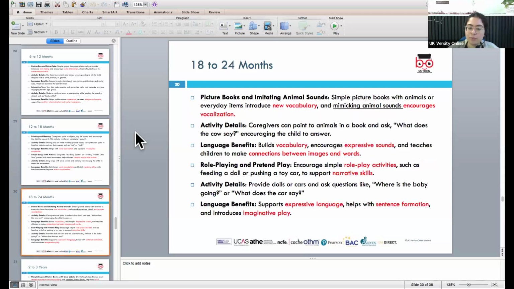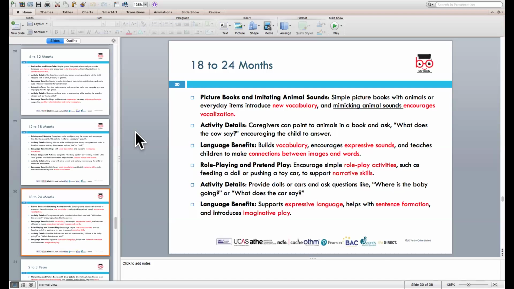So coming to 18 to 24 months, using picture books and imitating animal sounds. Simple picture books with animals or everyday items introduce new vocabulary, and mimicking animal sounds also encourages vocalization. So caregivers can point to animals in the book and ask, "What does the cow say?" And it can encourage the child to answer them. So it helps build vocabulary, encourages expressive sounds, and teaches children to make connections between images and words.